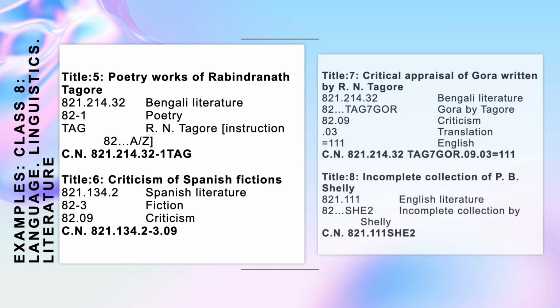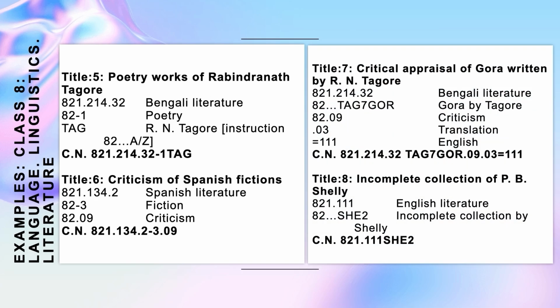Then title 7, Critical Appraisal of Gora, written by R.N. Tagore. So 821.214.32 Bengali literature. Then 82 7 GOR, TAG for Tagore, 7 for individual work, and GOR for Gora. And 82.09 is criticism, and 0.03 for translation, equal to 111 for English language. So the class number will be 821.214.32 TAG 7 GOR 0.09 0.03 =111.